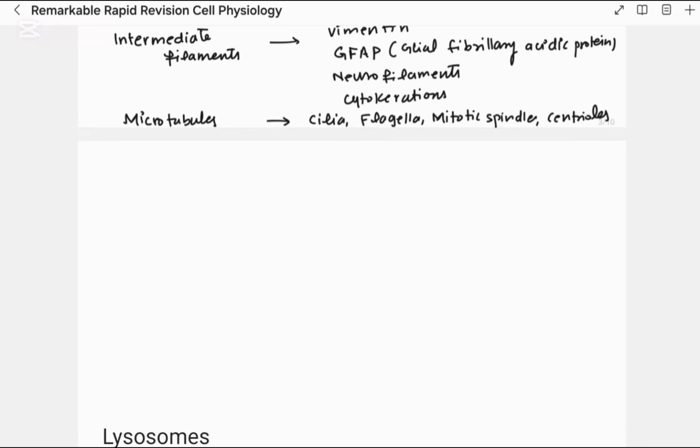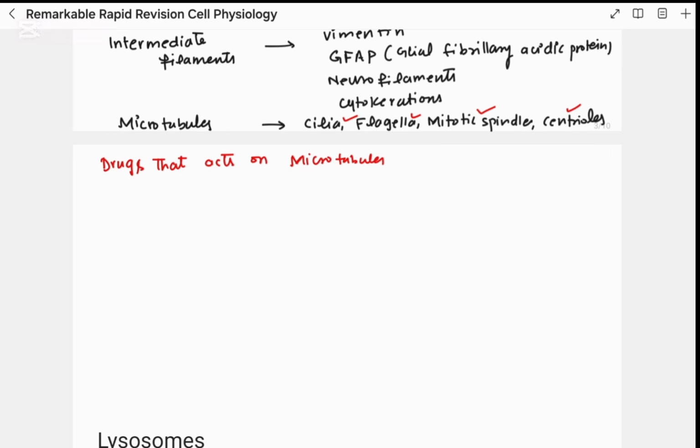So one common exam question: what are the drugs that act on the microtubules like cilia, flagella, mitotic spindles and centrioles? To memorize this, we can use a mnemonic which is: microtubules get constructed very terribly.